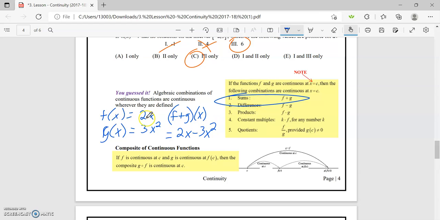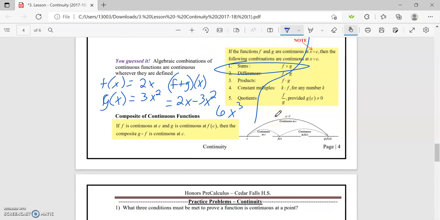You can try this. Graph f of x in Desmos. Go down to line 2, type in 3x squared. In line 3, put 2x minus 3x squared. You will see that it is continuous. 2x minus 3x squared, 2x plus 3x squared. Heck, you could even do 2x times 3x squared. Well, what is that? That's 6x cubed. Okay, well, that's a graph that looks something like that. I mean, it's stretched a little bit in one direction, but it's still continuous. So anyways, all of these graphs are continuous. That's all it's saying.